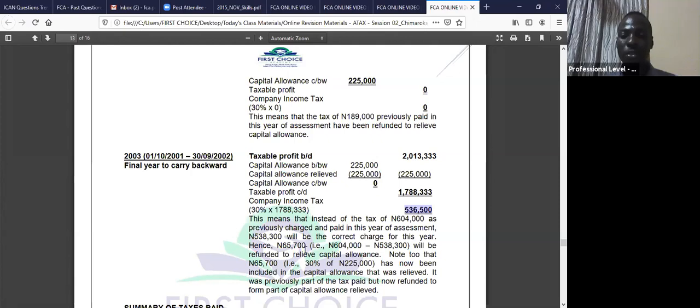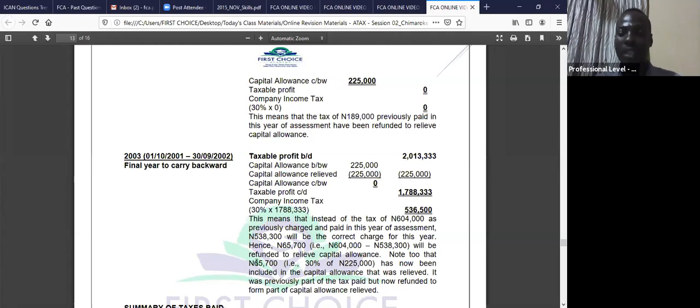How much are they going to refund you? They're going to refund you 65,700, which is the difference between the 604 and this one that you are paying. Now, surprisingly, do you know that when you say 100 over 30 times 65,700, it will give you 225, which is your capital allowance. So it means that this tax that was refunded to you is what enabled you to relieve your capital allowance.